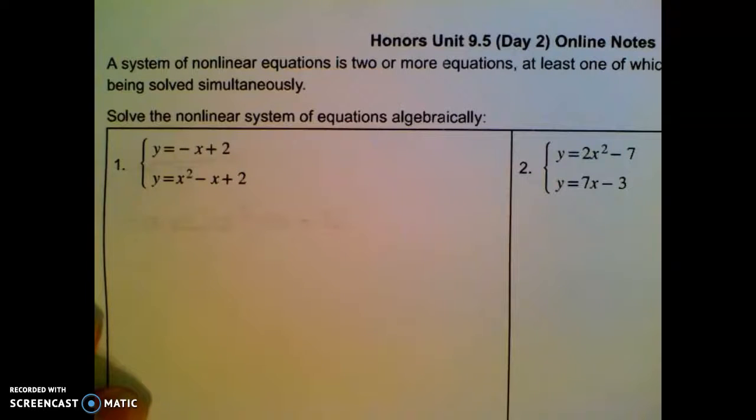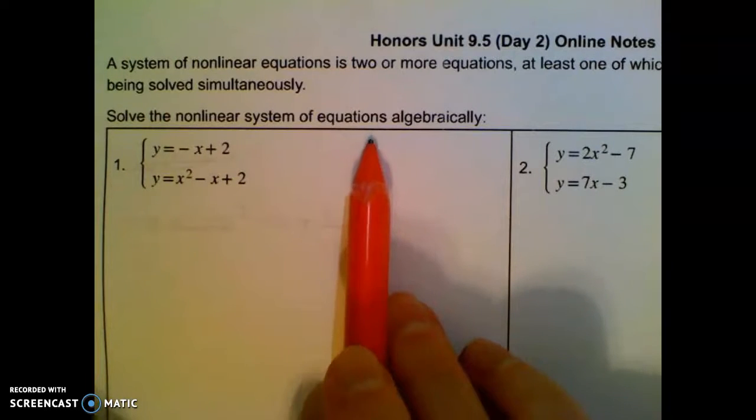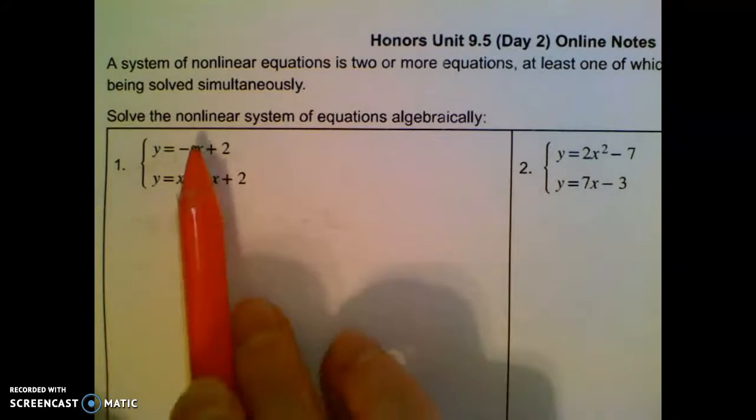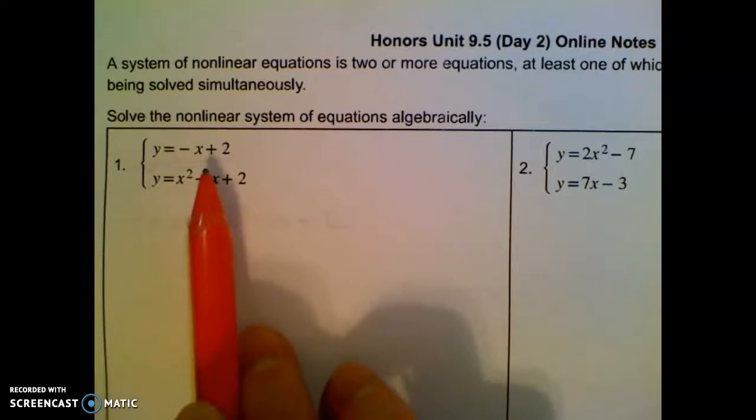It's Wednesday. All right, today we're going to go ahead and do the second half of 9-5, solving nonlinear systems. Yesterday we did graphically. Today we're going to do algebraically. All of these have to have at least one nonlinear. For the most part, you're going to see a quadratic and a linear. That's because that's all we really can solve. You're not going to see exponential until Algebra 2.